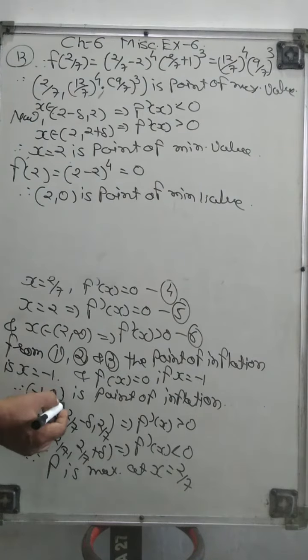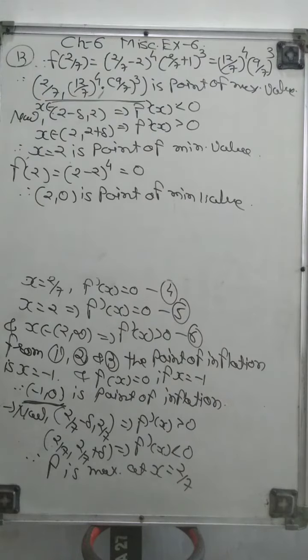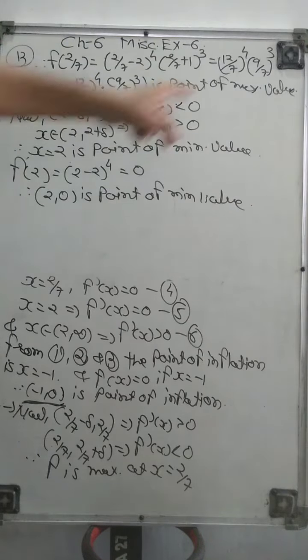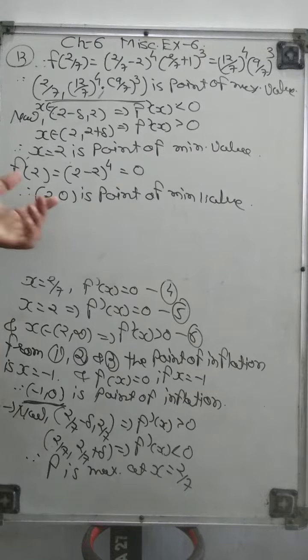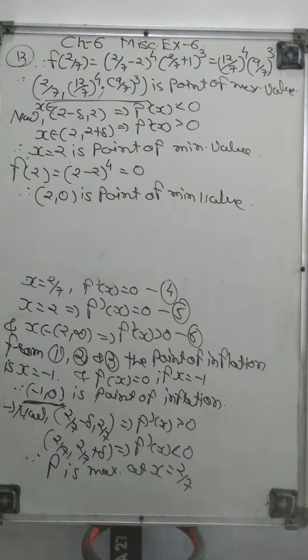So there are 3 points. The first point is (-1, 0), which is the point of inflection. The second point is (2/7, (12/7)^4 (9/7)^3), which is the point of maximum value. And the third is (2, 0), which is the point of minimum value. So these 3 answers, point of inflection, point of maximum value, and point of minimum value, are obtained. Okay, next sum.